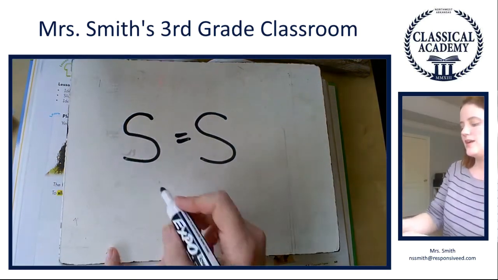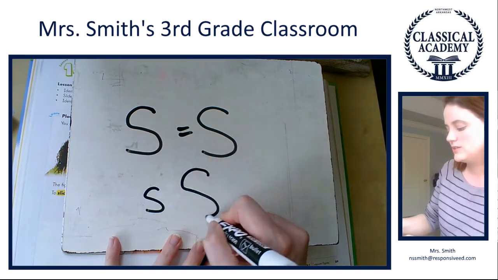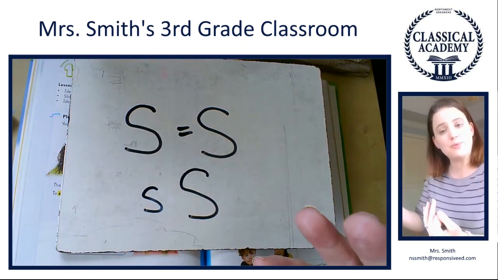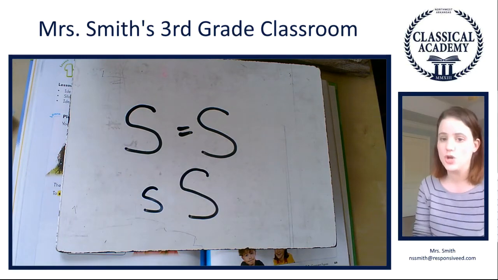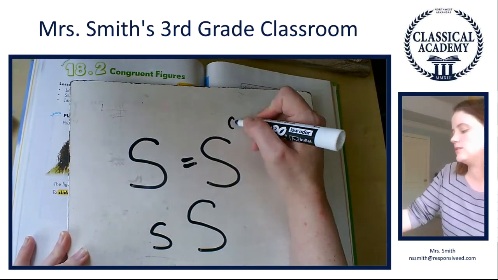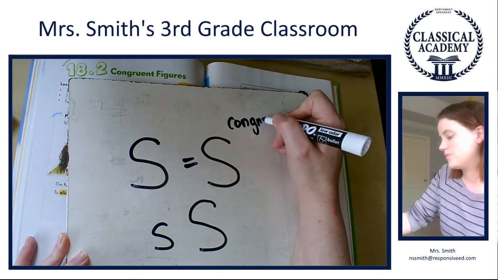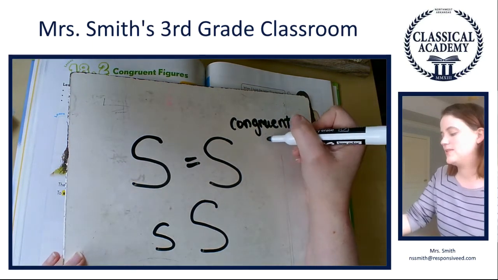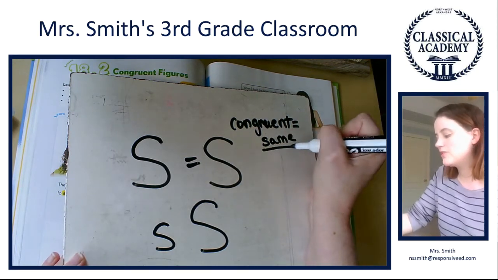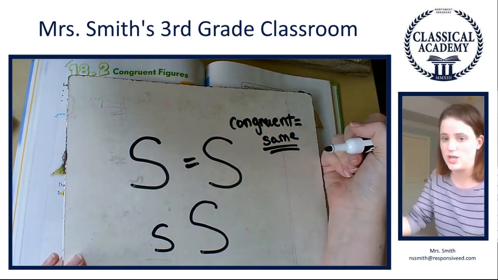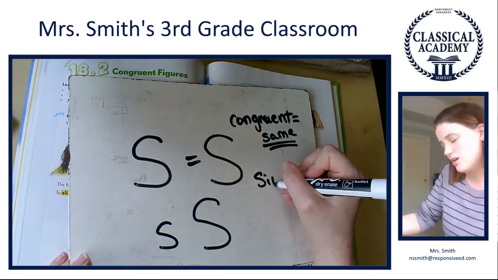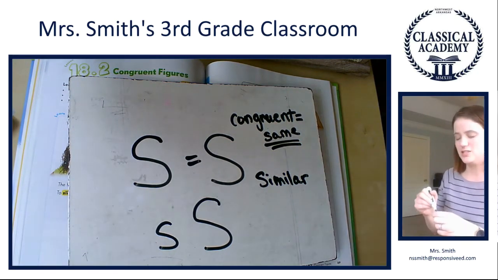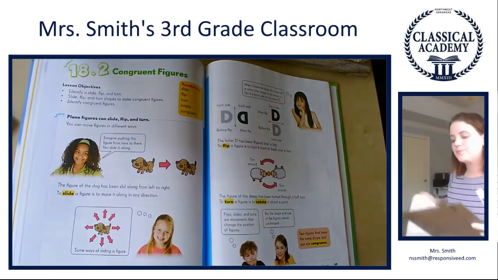All right, but if I said, is this S congruent to this S? No, they're similar, they're the same shape, but are they the same size? No. So congruent means they are equal, they are the same. They are the same size, same shape. If something is similar, they may be the same shape, but not necessarily the same size.